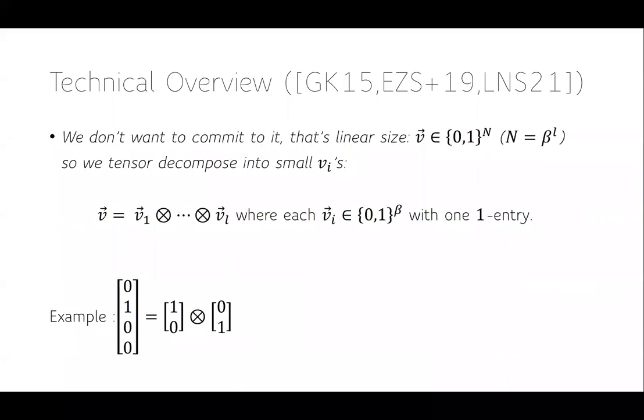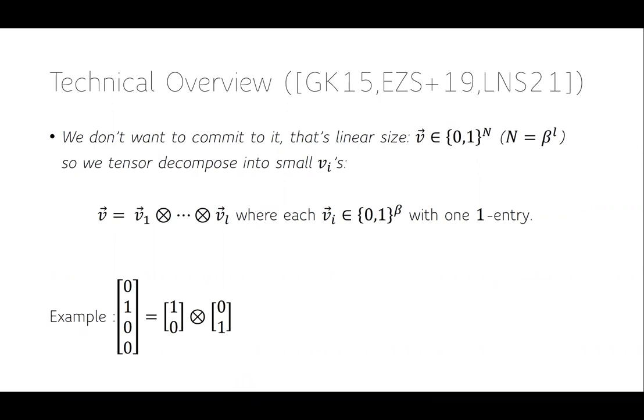So we don't want to commit to it, that's linear size. So the vector V has length n. So we recall n is b to the l. So we tensor decompose into small vi's. So here is the trick, which was used in the original paper by Groth and Kohlweiss, and then in Matrix, Plus, Smile and so on.